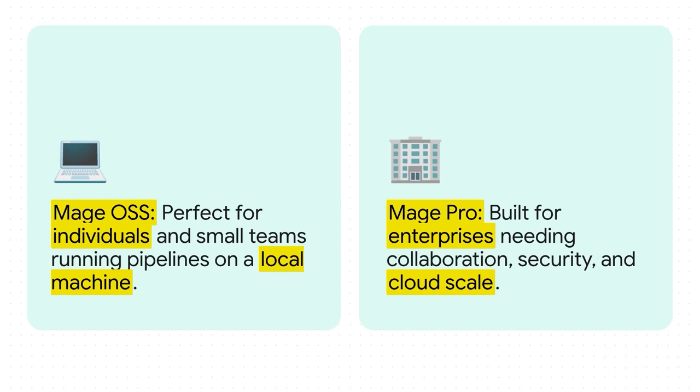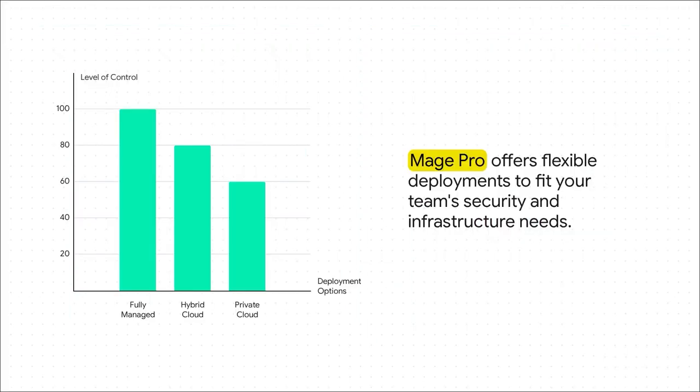Pro is where you unlock the really advanced AI features and get dedicated support. Mage Pro is also super flexible in how you deploy it. You can go with a fully managed option where Mage just handles everything for you, or you can do a hybrid approach where your data and compute stay in your cloud, which is great for security. And for companies with really strict rules, you can run the whole thing inside your own private cloud environment.